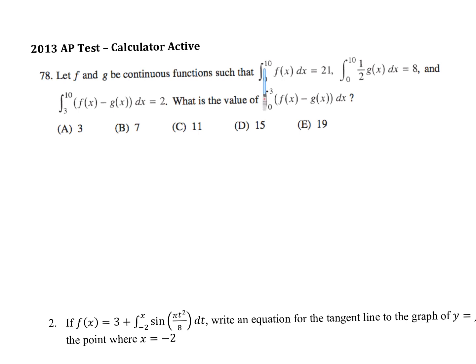They gave us an area of F. I'm going to say this one's F, which is 21. Then they gave us some info about G. Then they gave us some info of them together. And they want to know what's them together from 0 to 3. And they also put the 1/2. And there's a half in there. Is that the same as 1/2 of the integral from 0 to 10 of G of X?